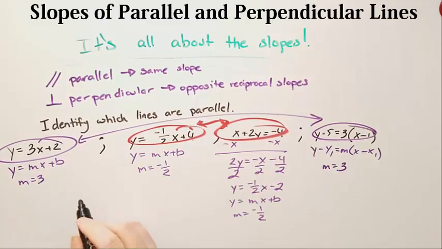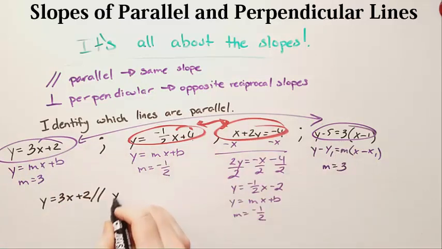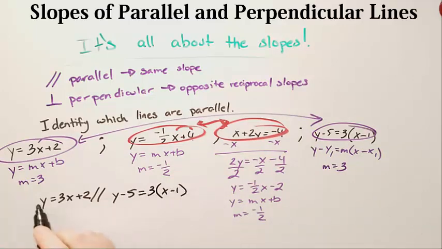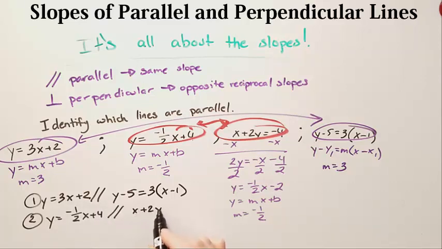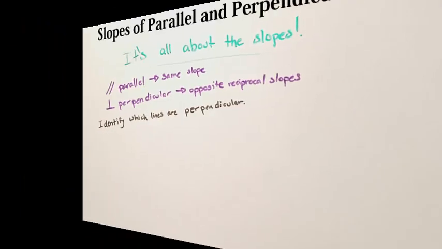So how would you write your final answer? This line of y equals 3x plus 2 was parallel to his partner, y minus 5 equals 3, and in parentheses x minus 1. Those two were parallel. And then you also said that y equals -1/2 x plus 4 was parallel to x plus 2y equals -4. That was set number 2. So this is your final answer, and you're done.